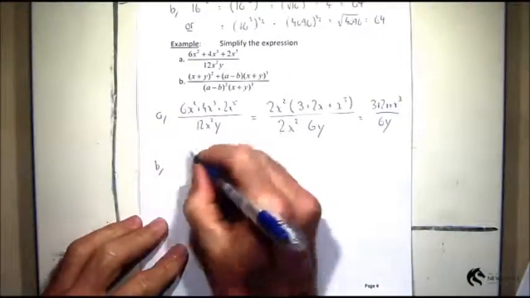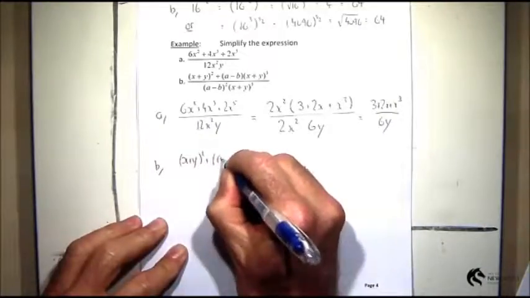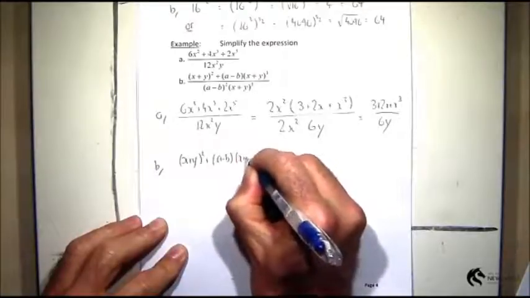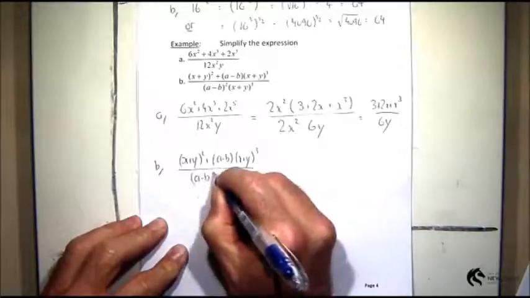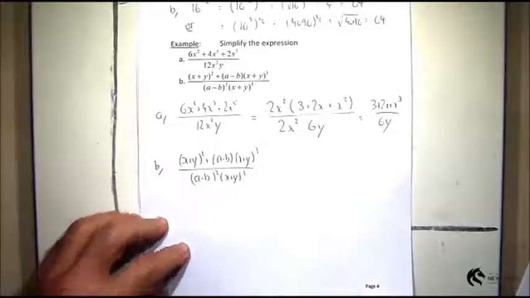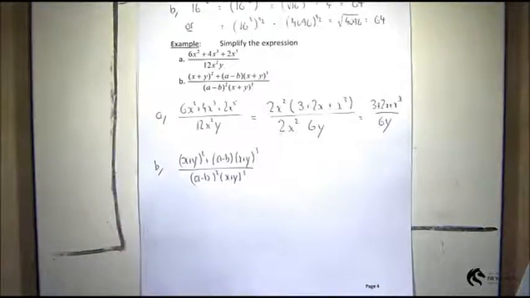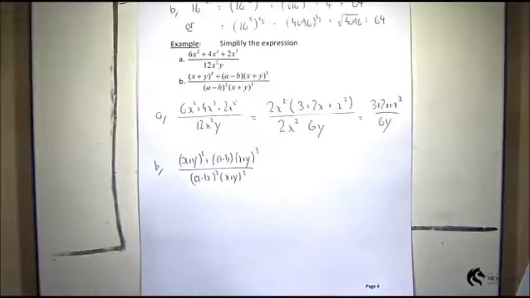Let's look at the denominator, part B. (x plus y) all squared plus (a minus b)(x plus y) all cubed, all over (a minus b) squared (x plus y) cubed. And there's a horrific looking expression. Can we simplify it? We can certainly rearrange it. One possibility might be to actually expand out all the brackets in the numerator and the denominator and see what happens.